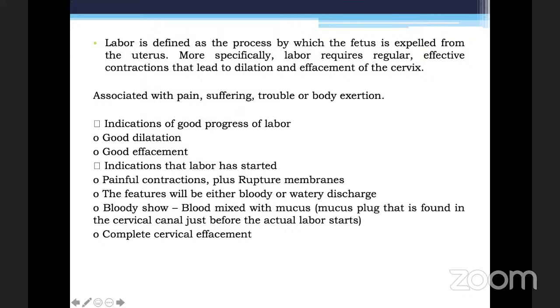The indications for good progress of labor are good dilatation and good effacement. The indications that labor has started are painful contractions plus the rupture of the membranes. The features will either be bloody or watery discharge. Bloody show is blood mixed with mucus, the mucus plug found in the cervical canal just before the actual labor starts. And there is also complete cervical effacement.